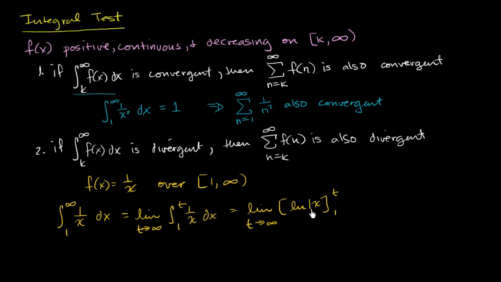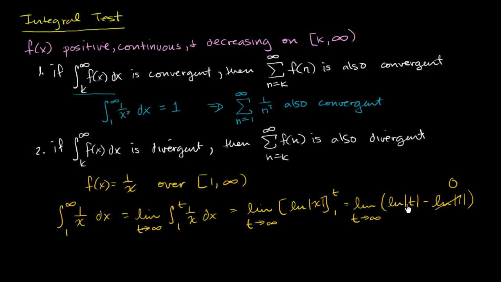It's really the natural log of the absolute value of x, but we're dealing with positive x's here, so it's just the natural log of x. This is the limit as t approaches infinity of the natural log of t, minus the natural log of 1. Well, the natural log of 1 is 0, so it's going to be the natural log of t, the limit as that approaches infinity.